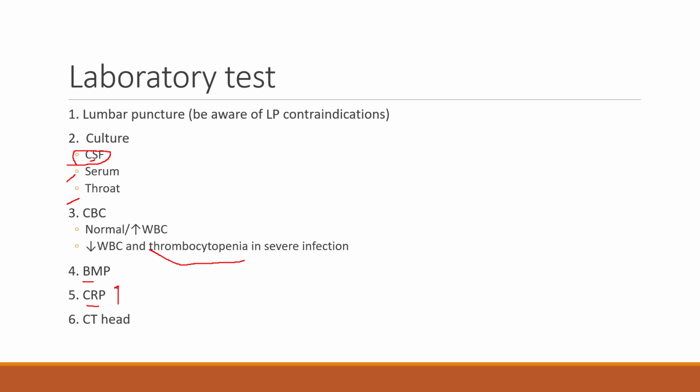And then a basic metabolic panel, and then we look at the CRP level. Usually it's going to be increased in any infection. So this is not specific, but it's also helpful for telling you that it's an infection. And you can also perform a head CT.